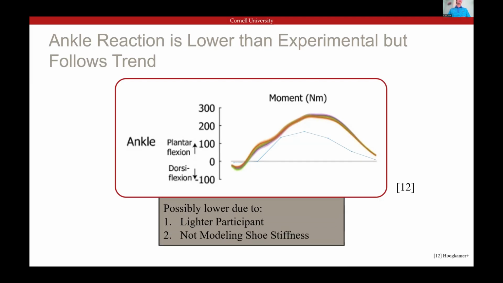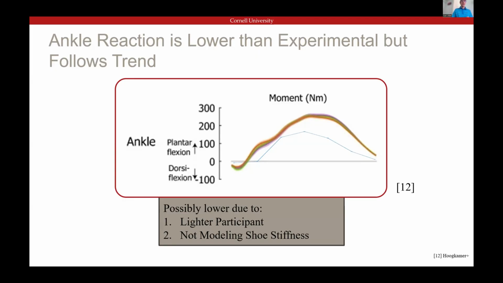And there are some explanations for this. First, my participant was 10% lighter than the participants within the study I'm comparing to. So this could lower the moment. And also, I didn't model the stiffness of the shoe within my model. So when you're wearing a shoe, your shoe has some longitudinal bending stiffness. So it wants to resist flexing.